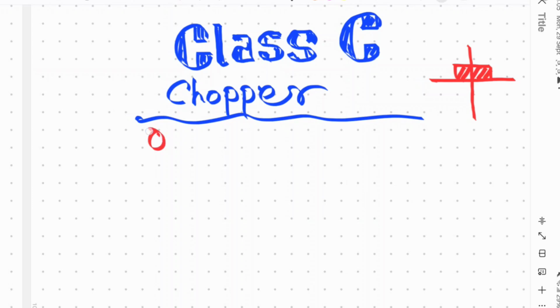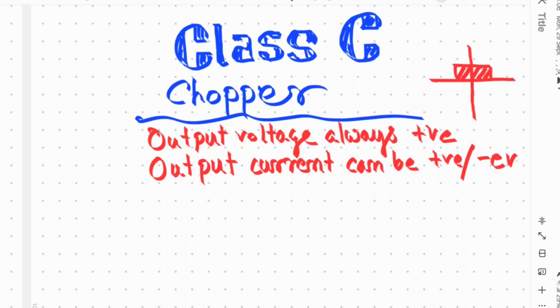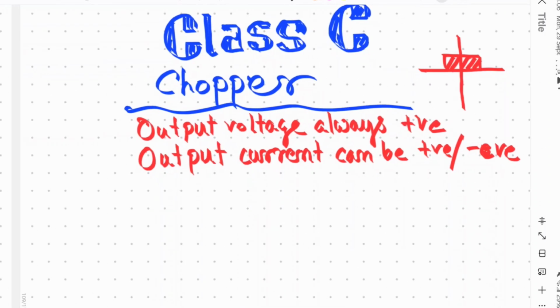The output voltage is always positive. Output current can be positive or negative. This type of chopper is obtained by connecting a class A chopper and a class B chopper in parallel. So let's see the circuit diagram for this class C chopper.